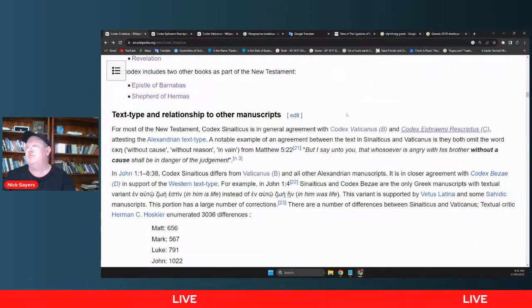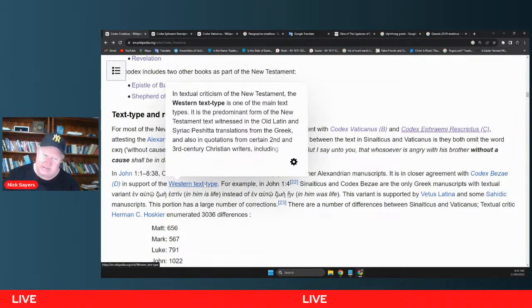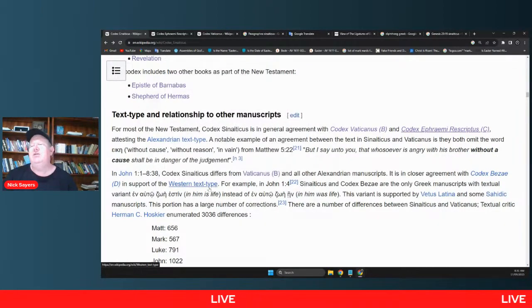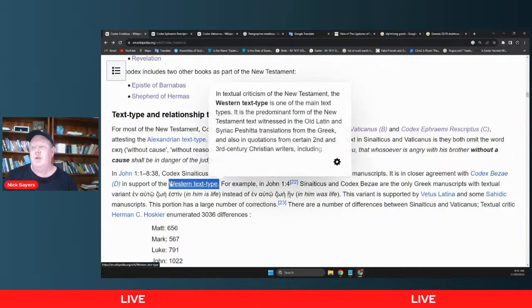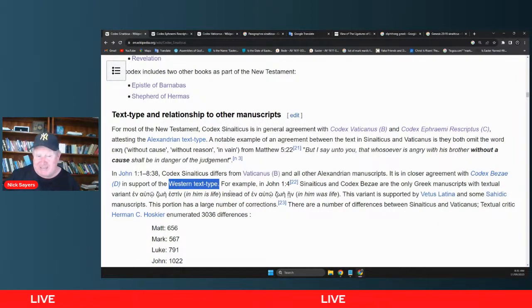So they're saying Codex Vaticanus and Codex Ephraemi Rescriptus attest the Alexandrian text type. Now, in the old classifications, you had the Western text type, which was basically sort of like the Latin. When I say it's like the Latin, it's Greek texts that are like Latin. Then you had the Caesarean text type, which, even Metzger said, is probably almost non-existent.